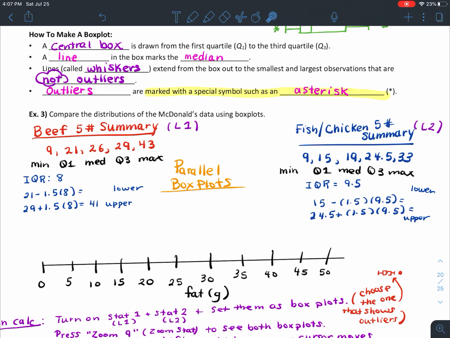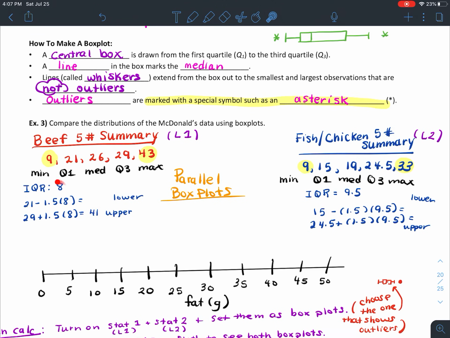So before I graph these, if I didn't have my calculator and I needed to do this by hand, before I just draw these with the 5-number summary, I need to figure out, are these min and max values outliers? Okay, and so we talked about a rule for how to do this. We would calculate the interquartile range. I believe we did that back in the McDonald's example. For beef, it was 8. For fish and chicken, it was 9.5.